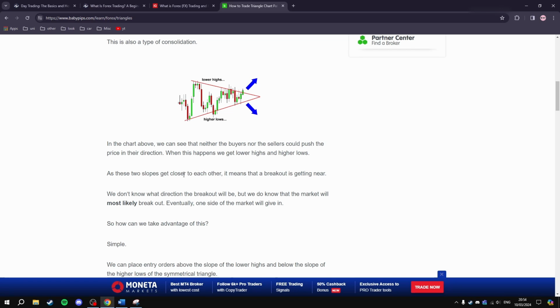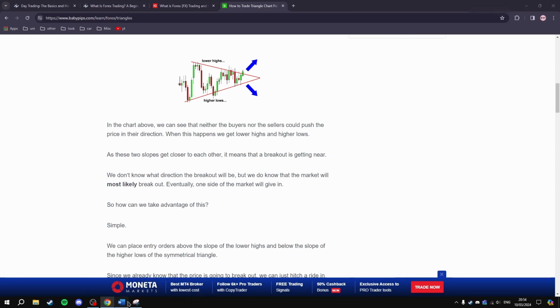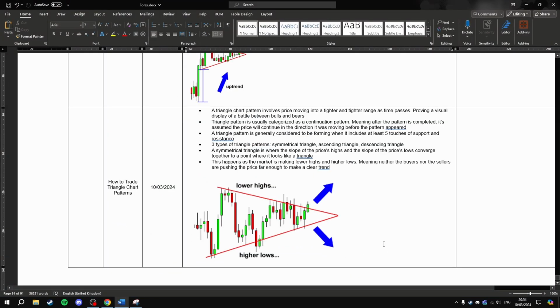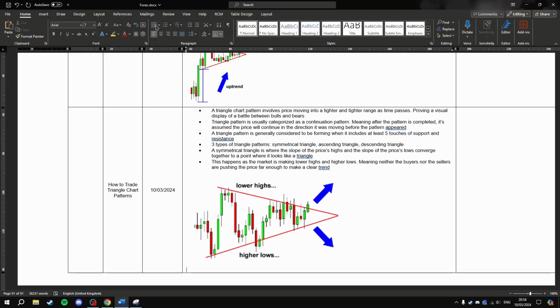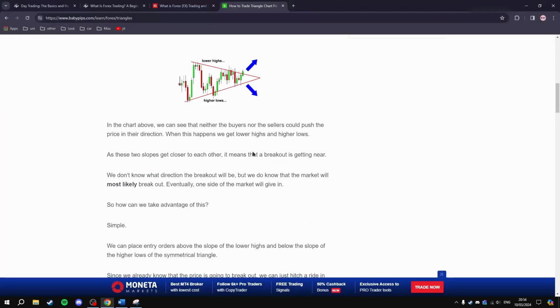As these two slopes get closer to each other, it means that a breakout is getting near. Slopes getting closer together means a breakout is soon.